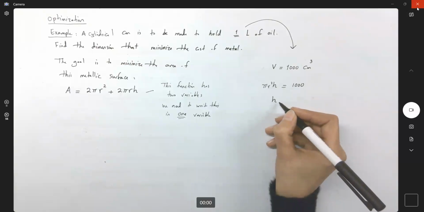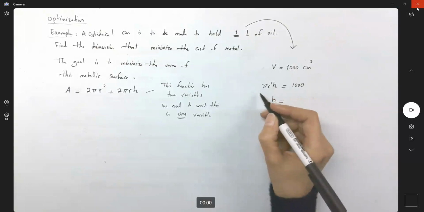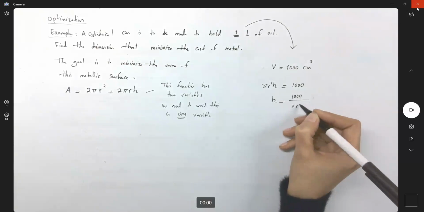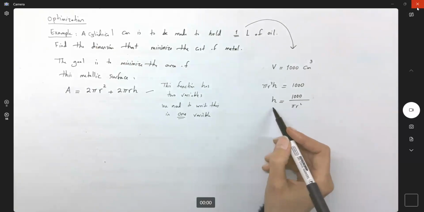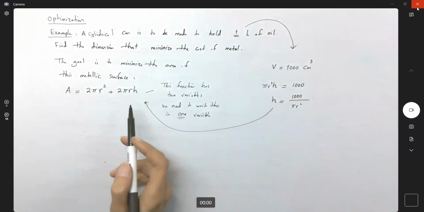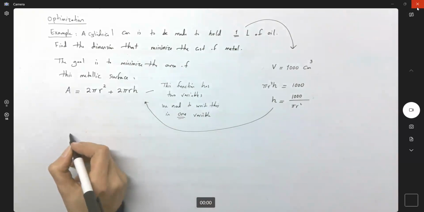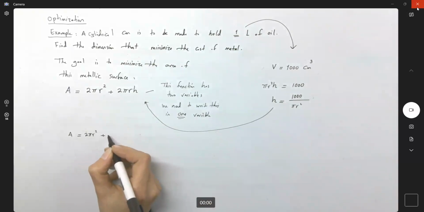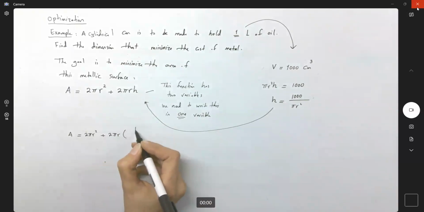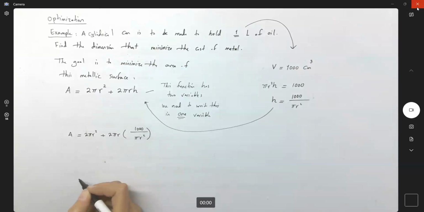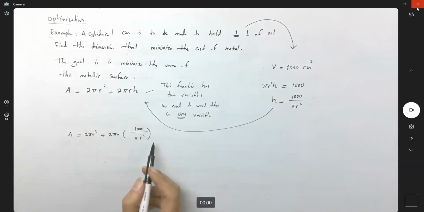I'm going to isolate h on one side. I'm going to divide both sides by pi r squared. So I get 1,000 divided by pi r squared, and I'm going to substitute that here into this equation. I'm going to get rid of my h. So my A becomes 2 pi r squared plus 2 pi r times h, which is 1,000 divided by pi r squared. Very good. So as you can see, you have a function in r.